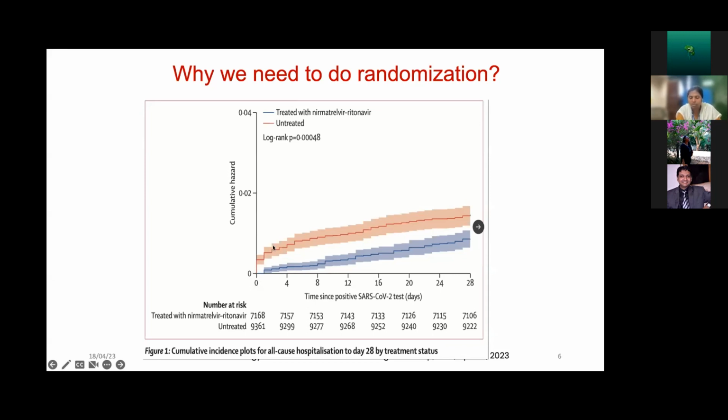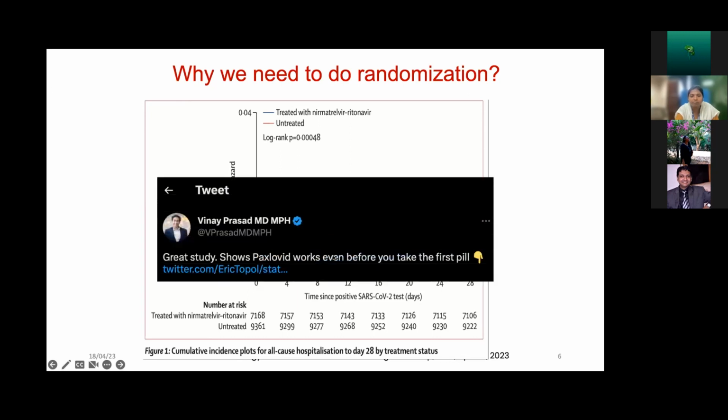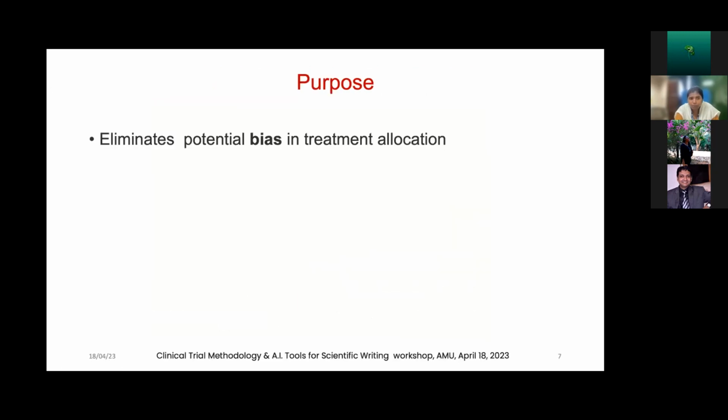The participants who were enrolled in the trial, I'm just hypothetically guessing, could be affluent, or they were already cautious in wearing masks and going to social places. There would be n number of different characteristics. It may not be due to the nirmatrelvir ritonavir treatment. The treatment effect you are seeing here could be because of other factors rather than the intervention. So when you do randomization, you eliminate such potential bias in treatment allocation.